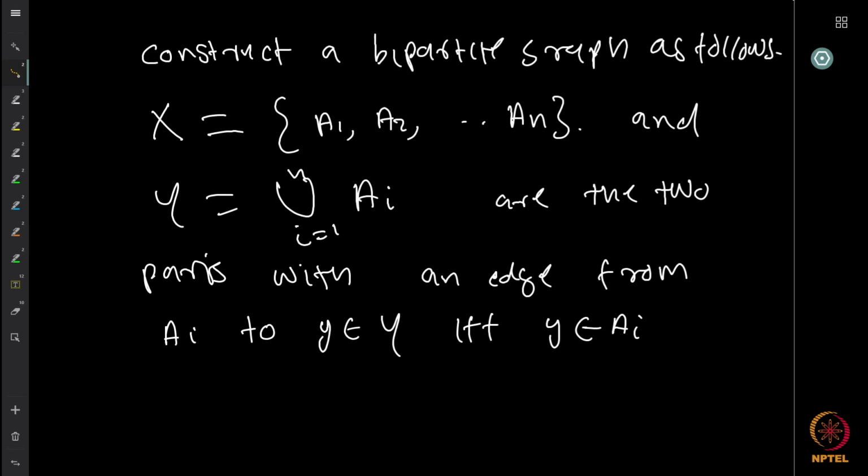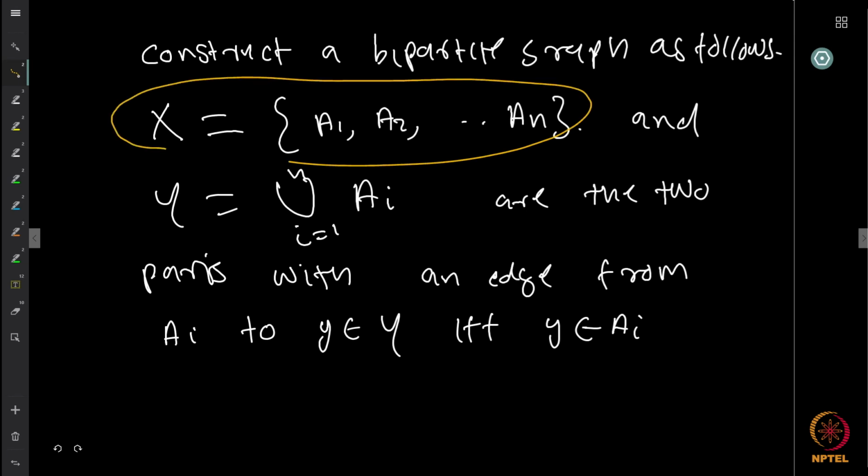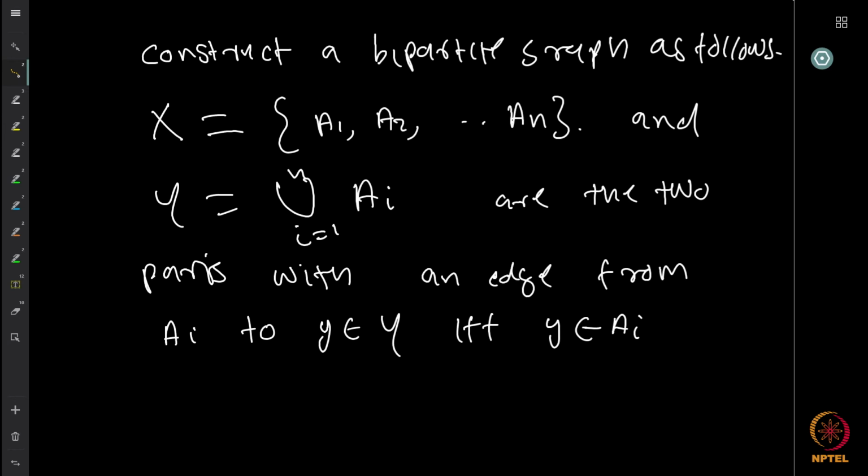And then each of these sets as the elements of this set X, okay? So on one side you just write down the sets in the family A1 to AN as the vertices, and on the other side, you take the universe from which all these elements are drawn, right? The union over all Ai as the elements of Y. Okay? So these are the vertices.